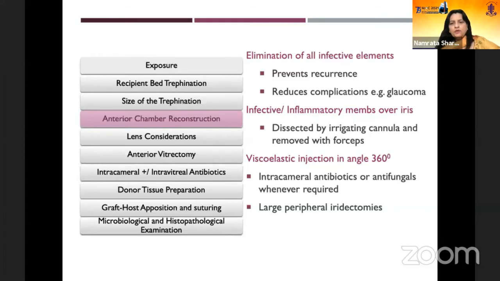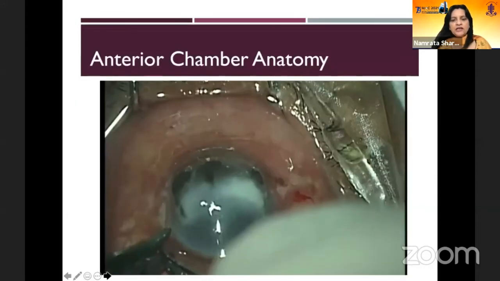And apart from this, the viscoelastic injection should be done in the angle at 360 degrees, and intracameral antibiotics or antifungals may be given whenever required. And it's good to do peripheral iridectomies, at least one or if possible two, because it prevents angle closure glaucoma.